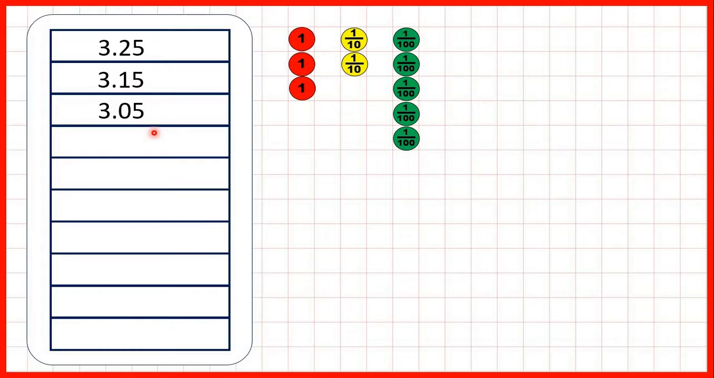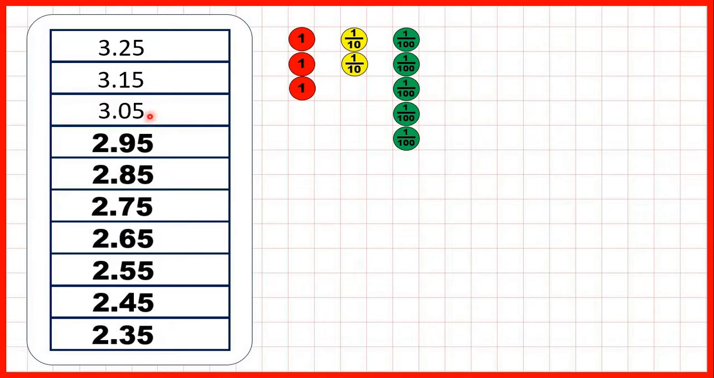Now 3.25, 3.15, 3.05. What are the next 7 numbers in this sequence? Well, this one's slightly different because we're counting back in tenths rather than in hundredths. But again, we can use place value counters to see what's happening.